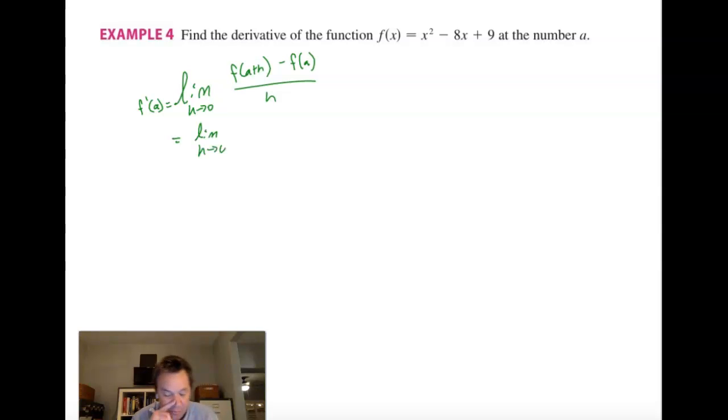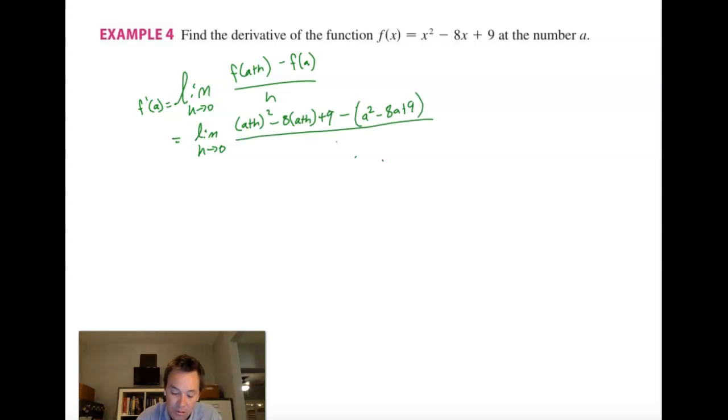All right, so the first part of our numerator, we're going to replace all the x's with a plus h. That's going to give me a plus h squared minus 8 times a plus h plus 9, minus f of a. So now I'm just replacing all the x's with a's. So a squared minus 8a plus 9, all over h.